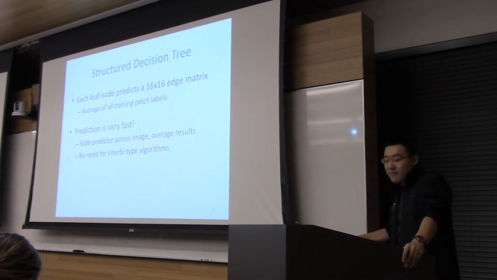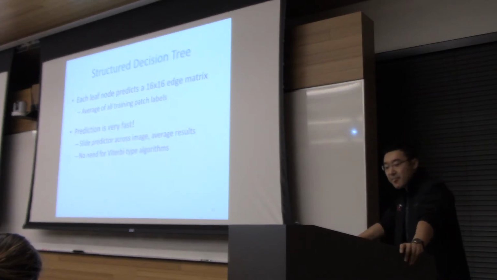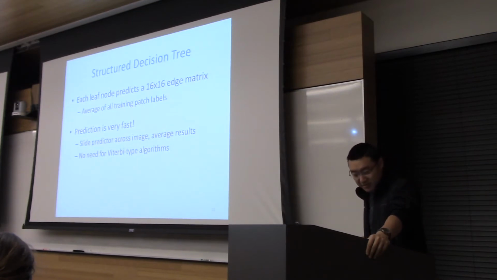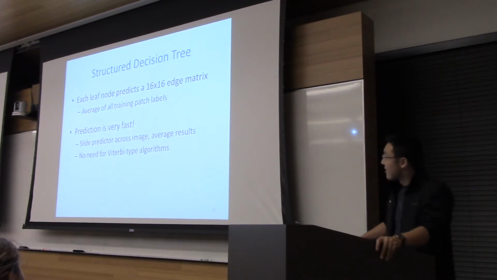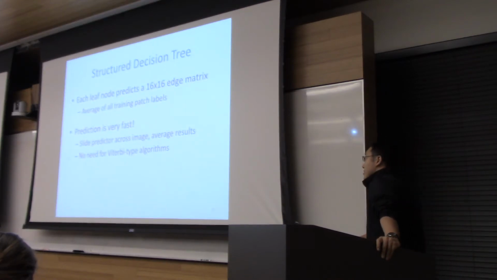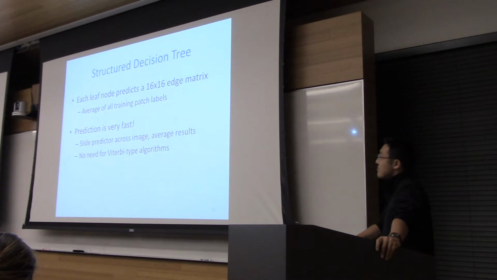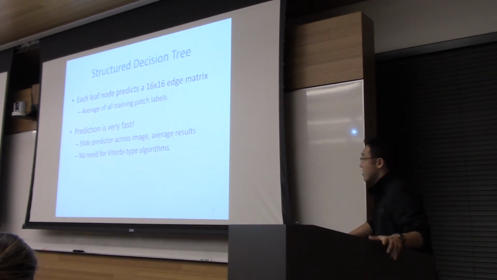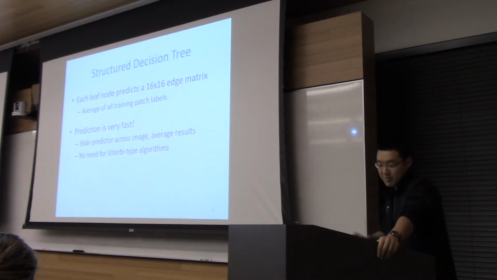And this prediction is very fast, right? We can slide the predictor across the image and then average results. We don't need any kind of dynamic programming, which if you're not familiar with, we'll get into in gruesome detail at the end of this course. And in fact, because it's a sliding window predictor, it's embarrassingly parallel, right? You could even instantiate the predictor multiple times, slide over different parts of the image in parallel if you have a multi-core machine, and so it parallelizes trivially, right?